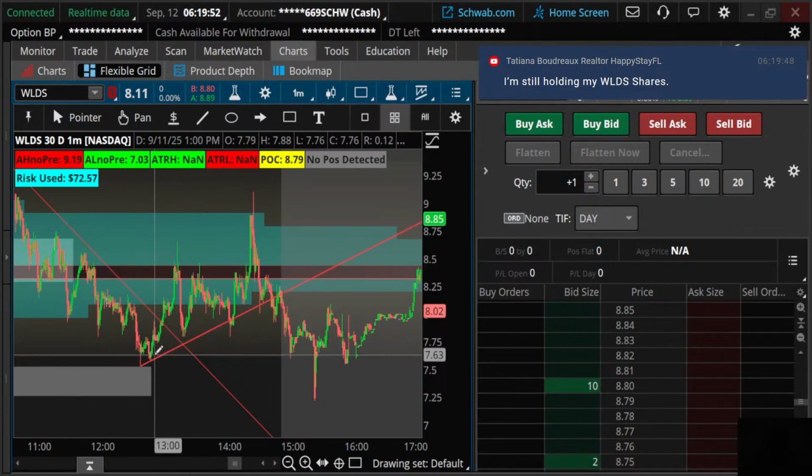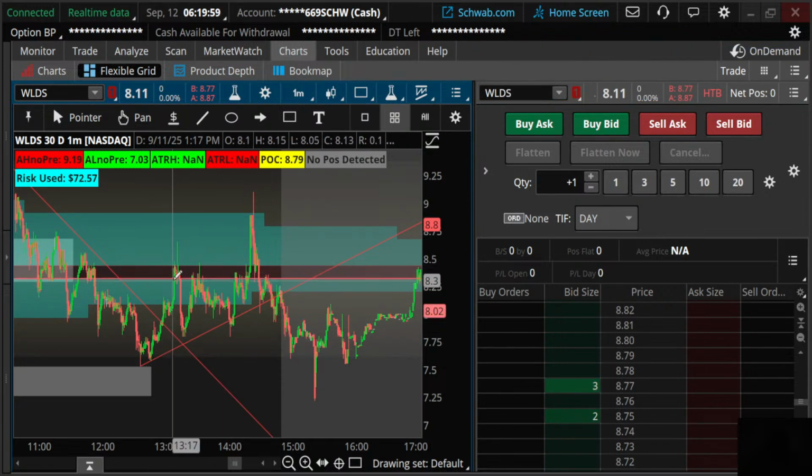Up in here. So from like 771 was my average price all the way up to around 835s up in here is where I was selling on the ask.